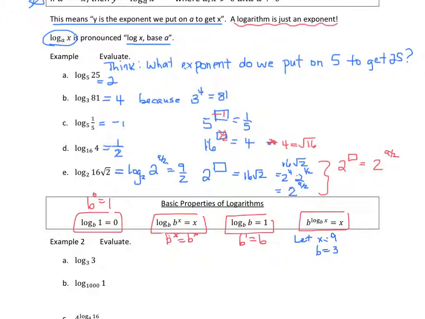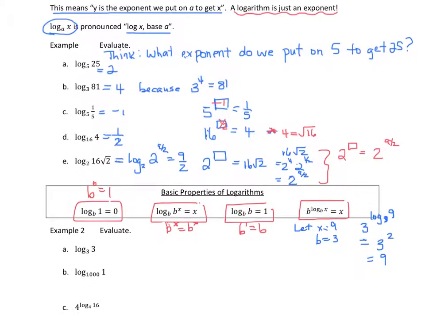But if I let them equal those values, then this would equate to, on the left-hand side, 3 to the exponent log 9 base 3. And then I would evaluate the exponent, log 9 base 3. Log 9 base 3 is 2, so this would actually be 3 squared, which is 9. And as the property says, whatever that x value is will be the answer.